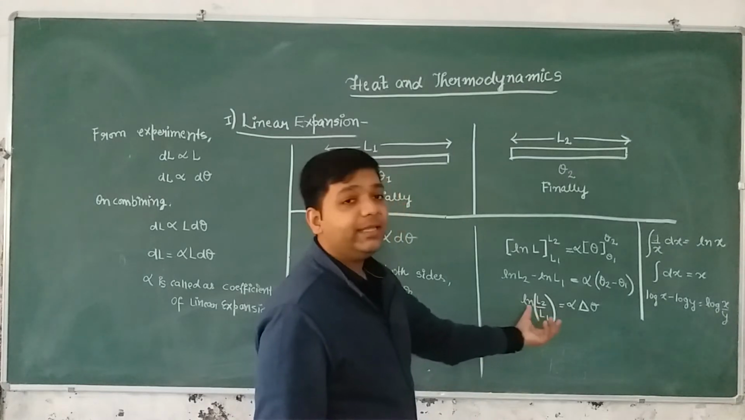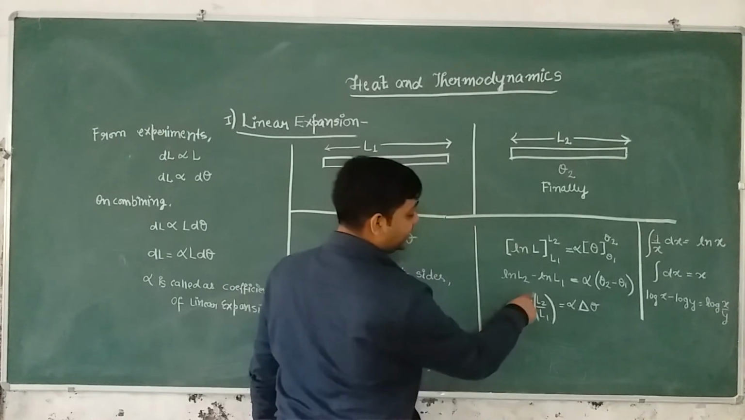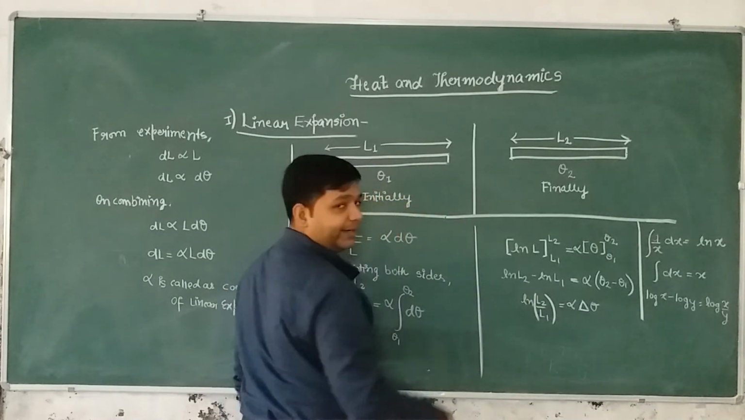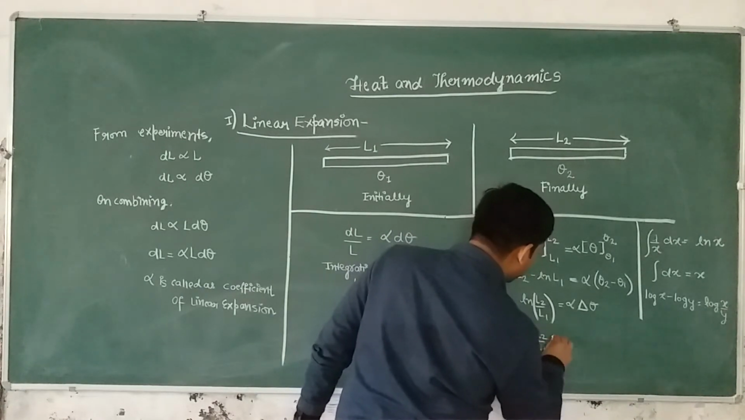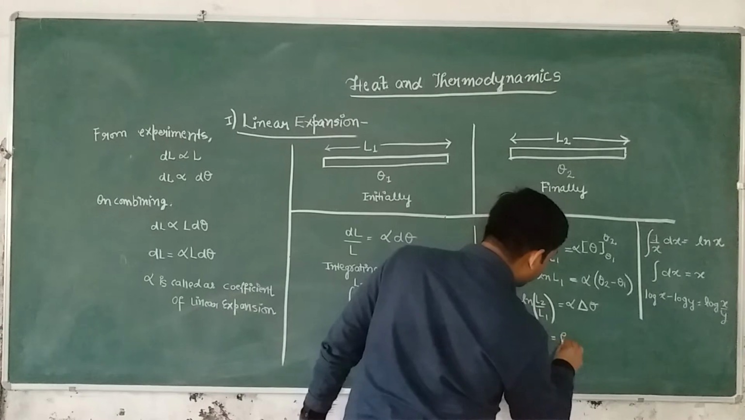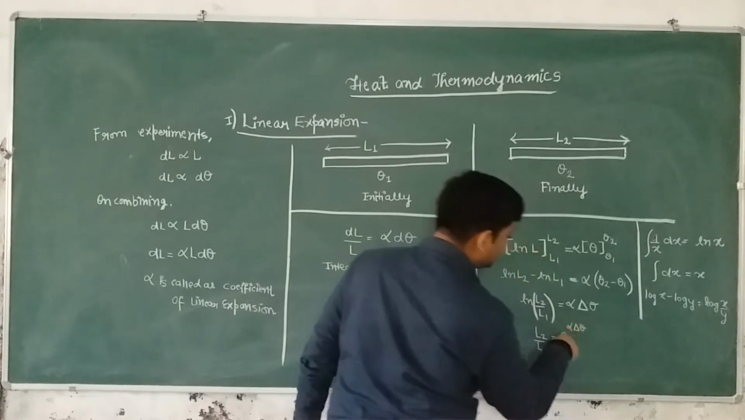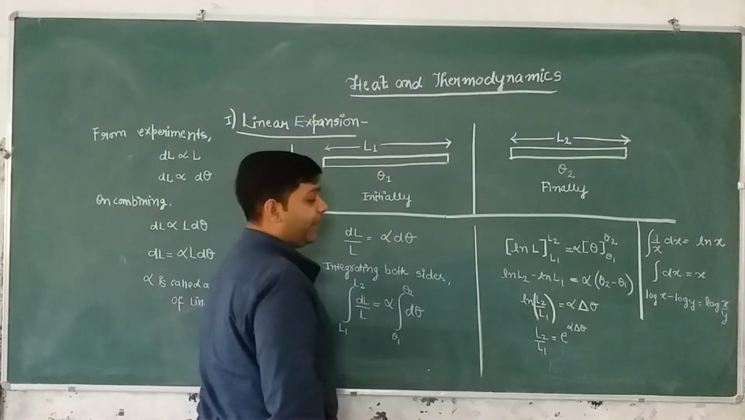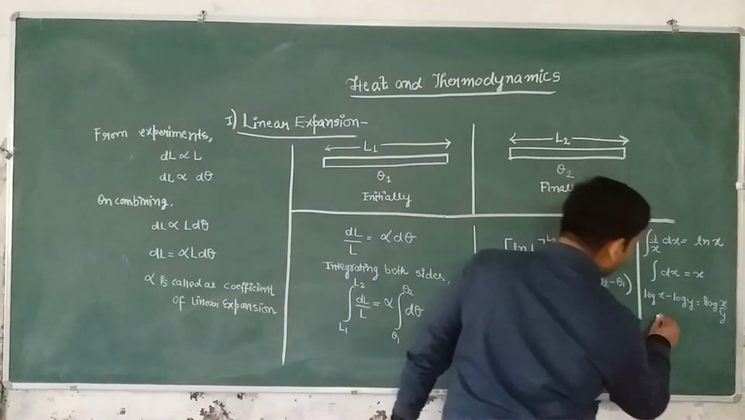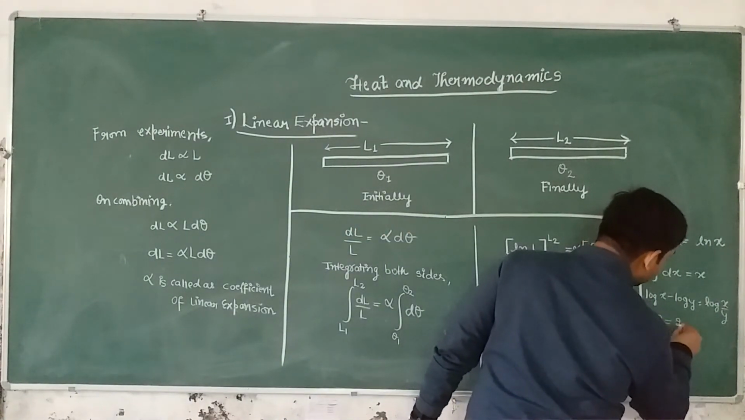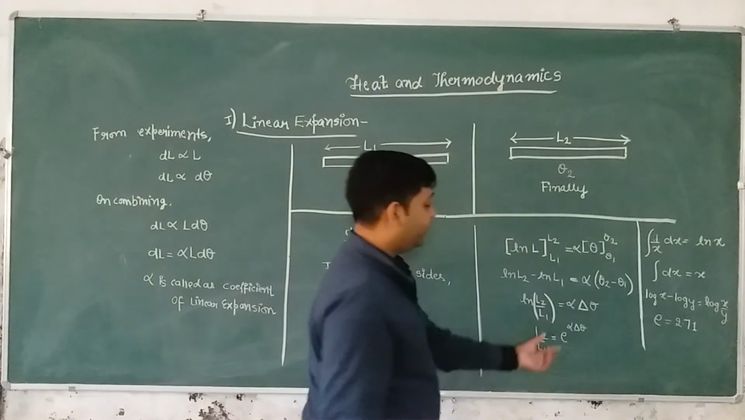Now we can take the antilog on both the sides. Taking antilog on both the sides, this ln and this natural log and antilog will cancel out. So we will have L2 upon L1 is equal to e to the power alpha delta theta. This e is called as antilog. And what is the value of e? It is 2.71. 2.71 is the value of this antilog.